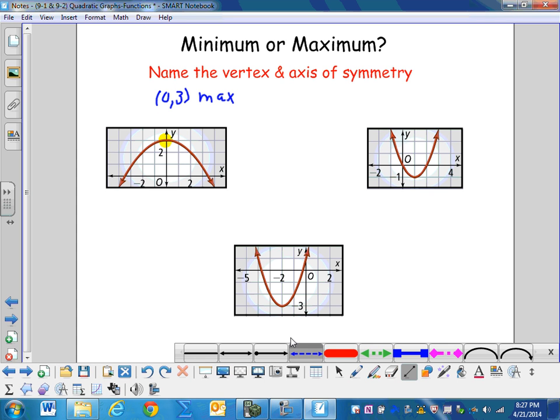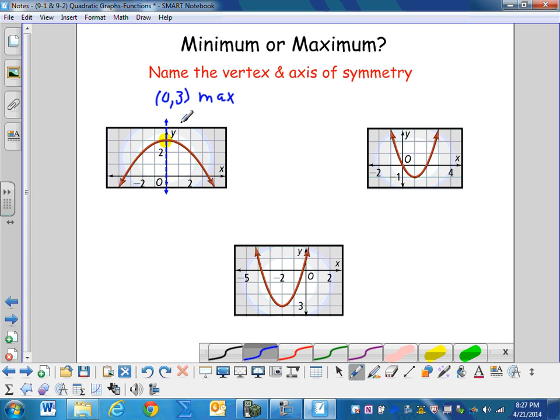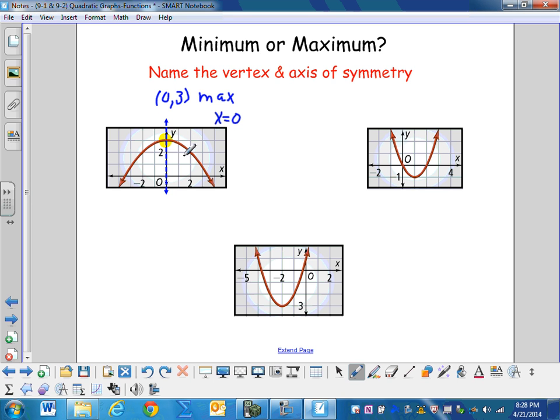And our line of symmetry goes through the vertex. So the line of symmetry is going to have the same value as the x, so it's going to be x equals 0. And in this instance, it happens to be the y-axis too. Next example, the graph falls to this point, 1, negative 1, and then rises. This is a minimum. It's the lowest point.